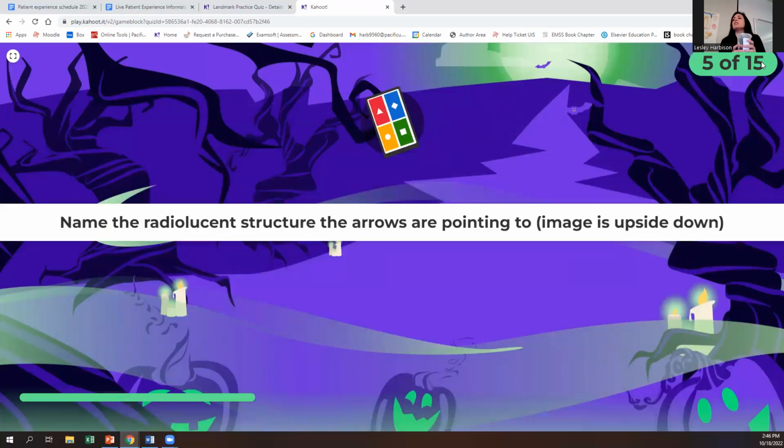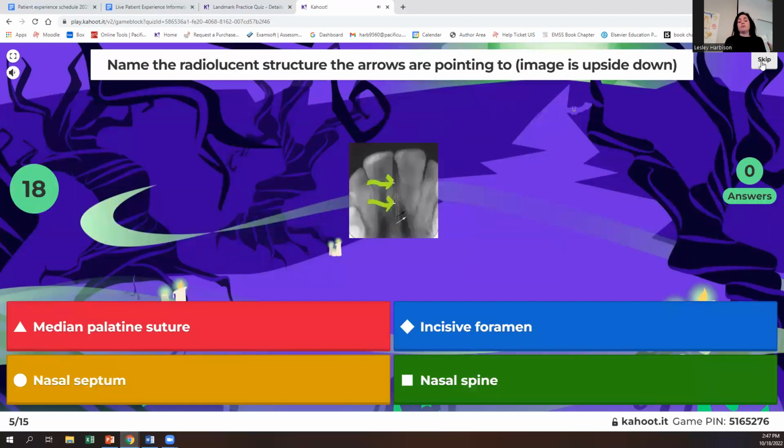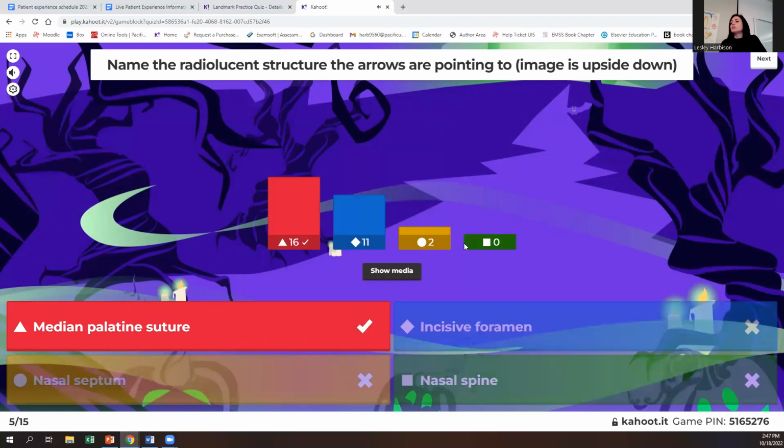Okay, name the radiolucent structure the arrows are pointing to. The image is upside down. Couldn't figure out how to turn it around. So what's the radiolucent structure that the green arrows, ignore these arrows, are pointing to? That's the suture. That one was hard because it was not a great picture, but that's the median palatine suture.